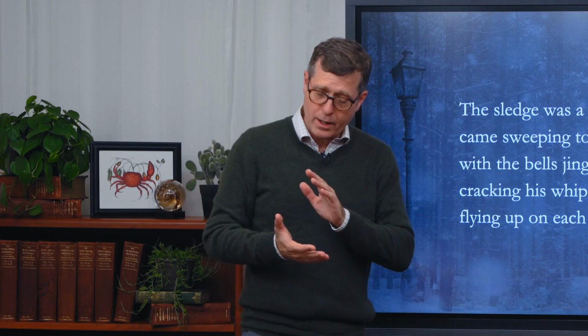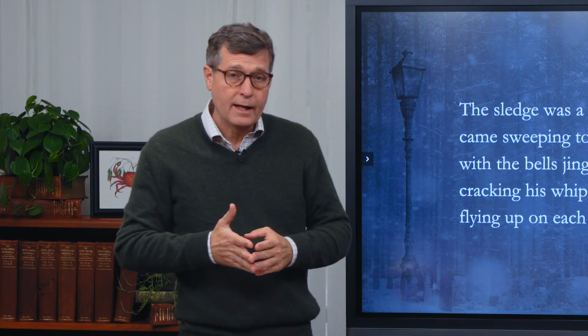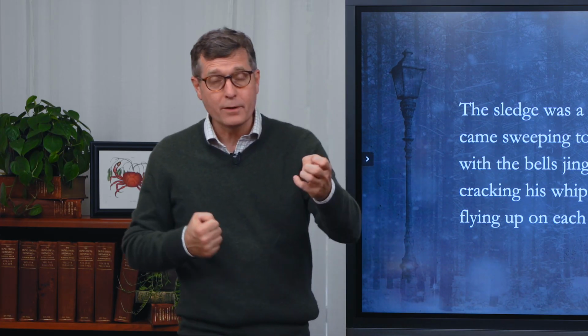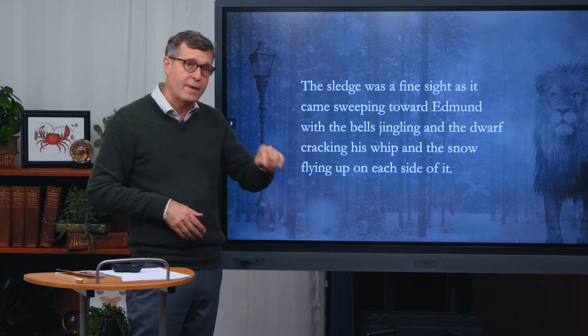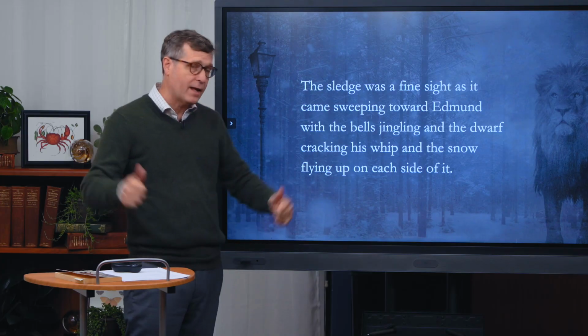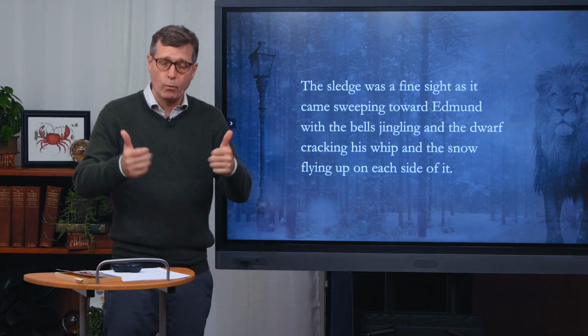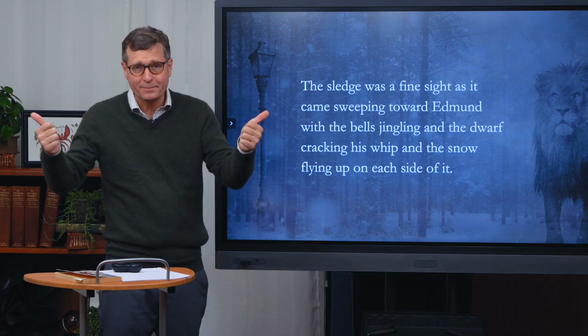So I already mentioned the 5 senses. The 6th thing you need to think about when you're describing things and using imagery is motion. If you can make things move in your descriptions, good things are going to happen. Even the dwarf cracking his whip, that's a sound, but it's also a motion, right? You can see that, and then the snow flying up on each side of it. We already can see the sledge going this way, but now we've got motion going this way.